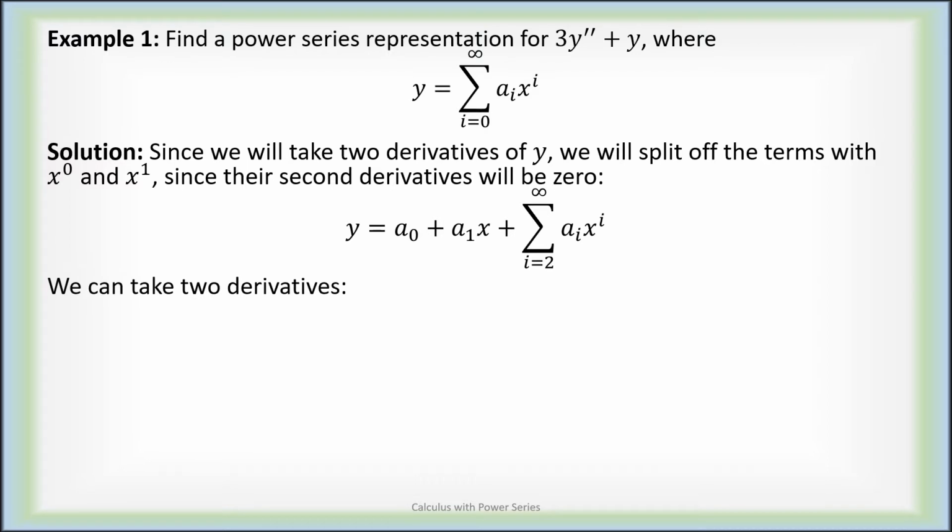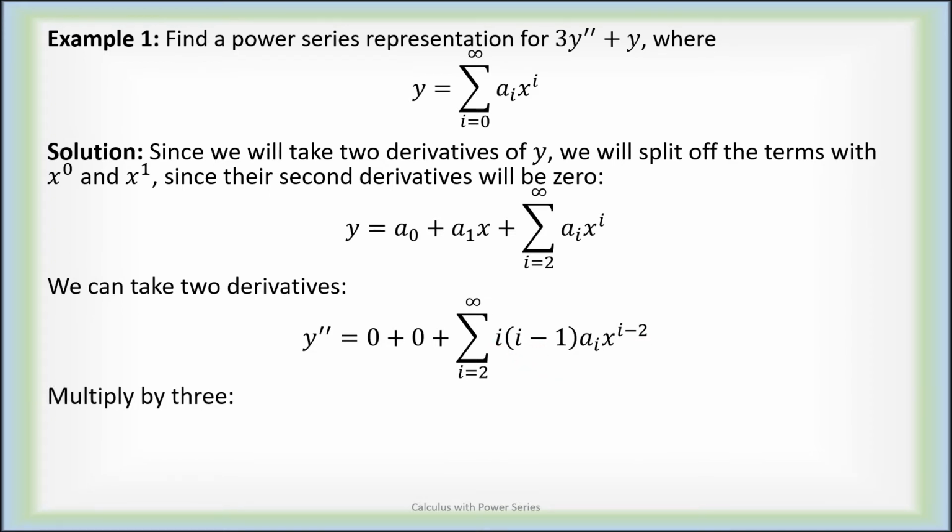Because we can take two derivatives of every term now. The first two terms just have derivative 0, but after that we're going to have a generic power rule coming in. The first derivative brings down i, the second i minus 1, and overall we've reduced the power by 2. If I multiply this by 3, here is a power series for 3y double prime. We ignore those zeros. The terms for index 0 and 1, their second derivatives vanished, but everything after that will just obey this formula here.